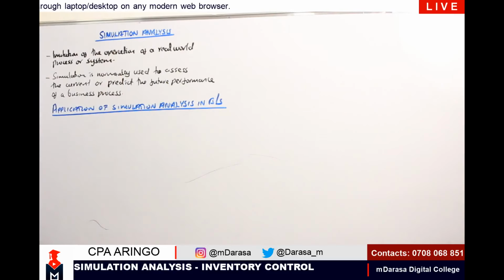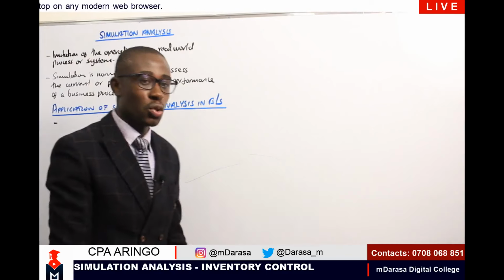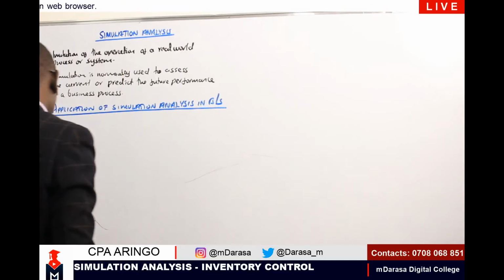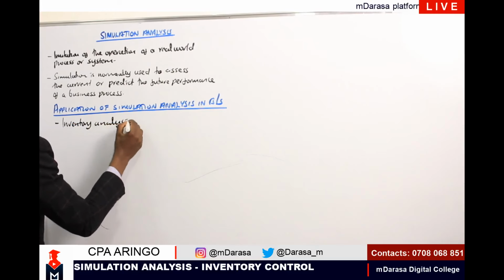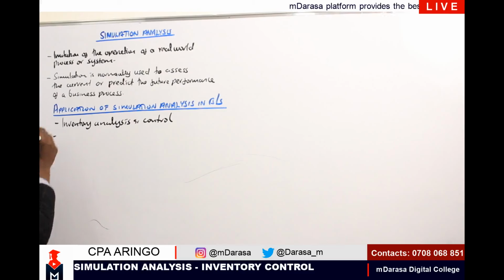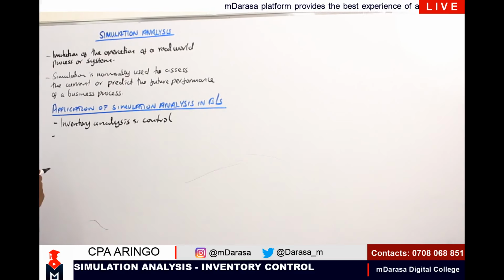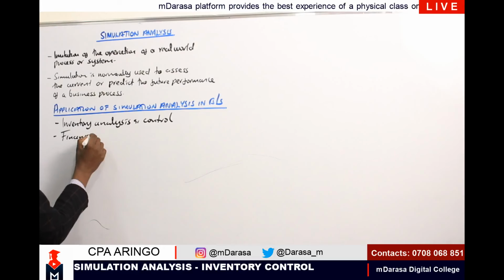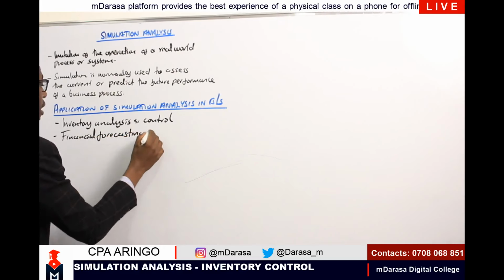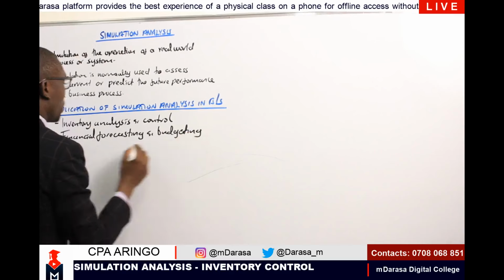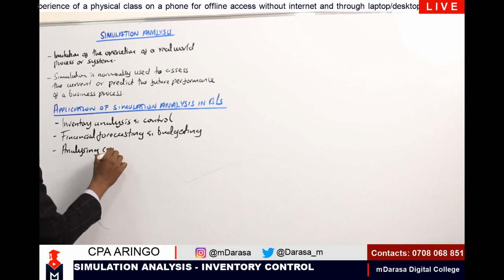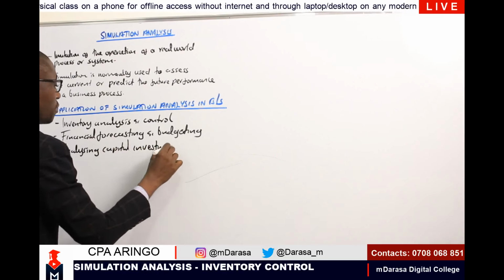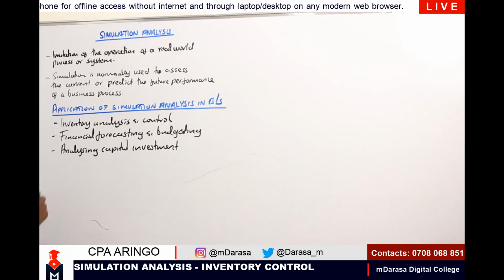Now, looking at application of simulation in business, these are the areas where simulation can be applied. Number one area that you normally talk about is inventory analysis and control, and this is the area that I'll be looking at in our class. It can also be used in financial forecasting and budgeting. We can also use simulation in analyzing capital investment. Also, a key element, you can use simulation in make or buy decisions.